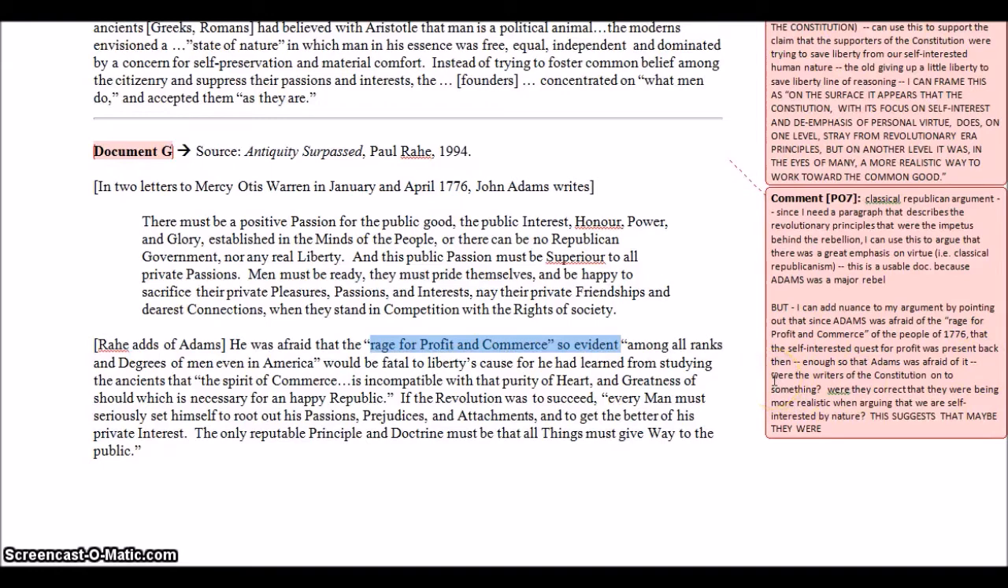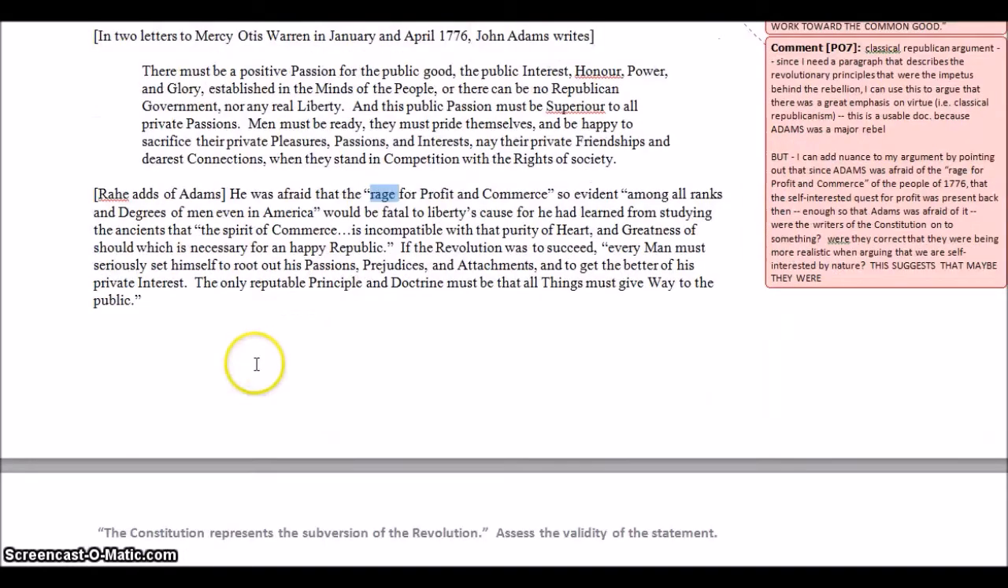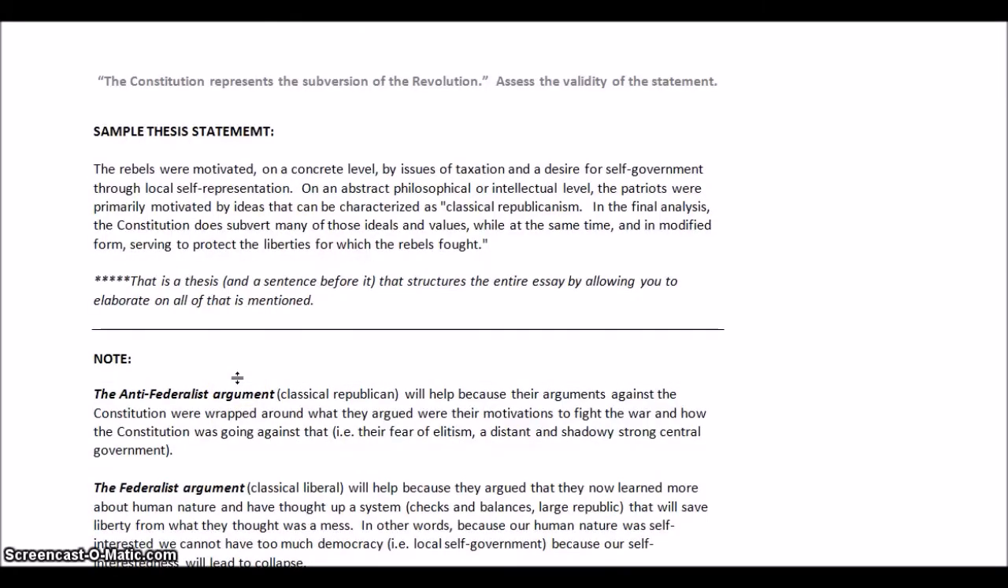So were the writers of the Constitution, were they onto something? Were they correct that they were being more realistic when arguing that we are self-interested by nature? This suggests that maybe they were. So you can use this part in your first body paragraph where you outline why we fought, but use this part in the section where you talk about how it does not subvert. Say, see, that rage was already there. All right, so on that level, it did not subvert. It was there. How could it subvert what was already there? Okay, maybe Madison and Hamilton were onto something. Okay, all right, guys. So time for me to talk about a suggested sample thesis.